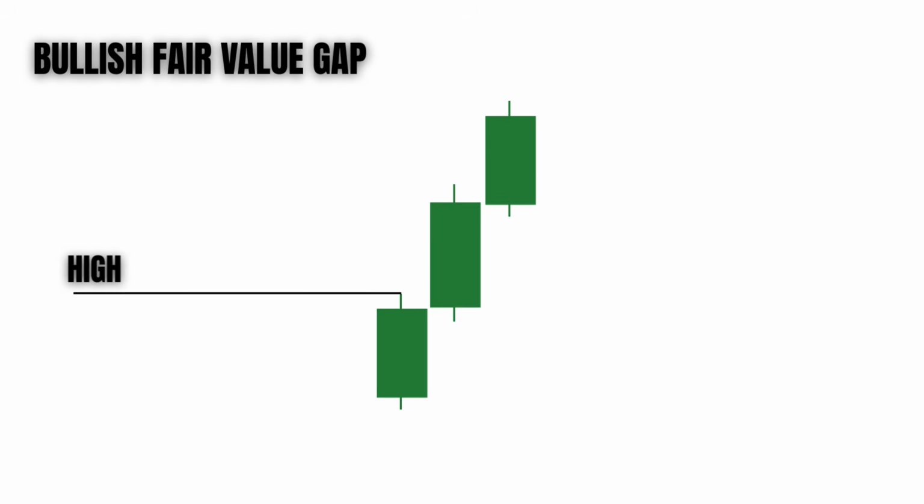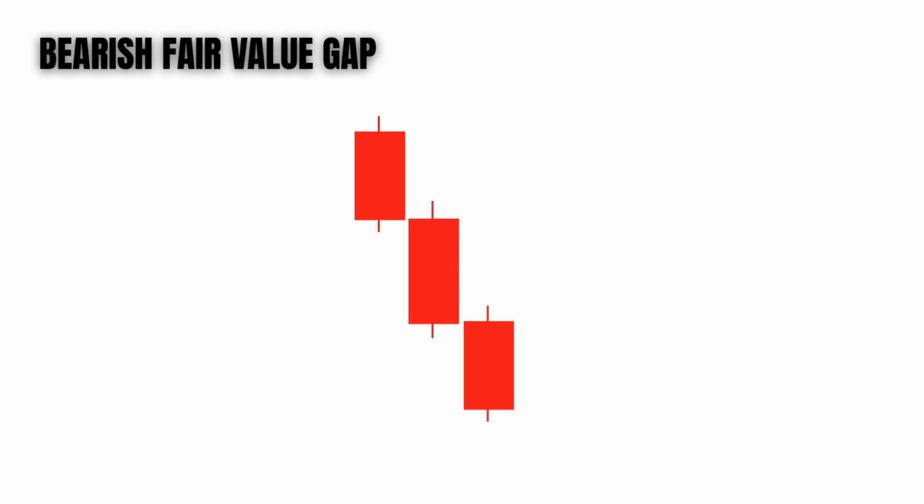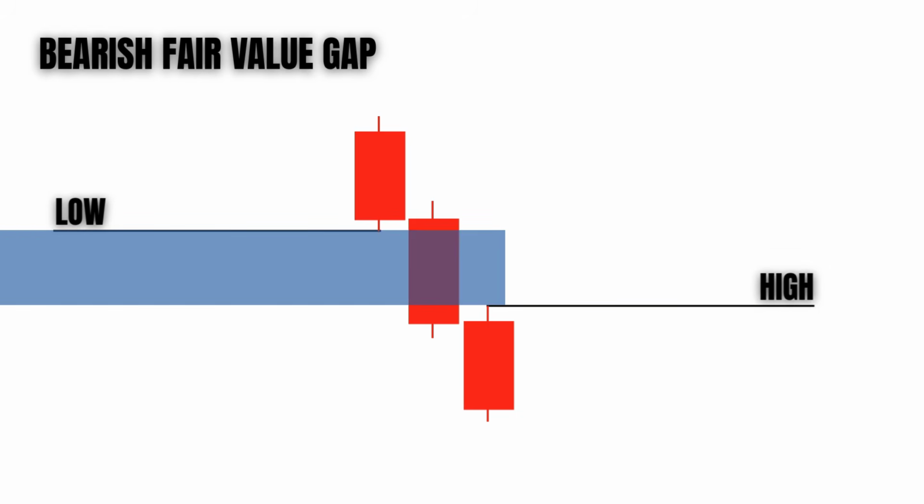A bullish fair value gap forms when the high from 2 candles ago is lower than the low of the current candle. This creates a gap between the candles, and that gap represents the fair value area. A bearish fair value gap is the opposite. The low from 2 candles ago is higher than the high of the current candle.